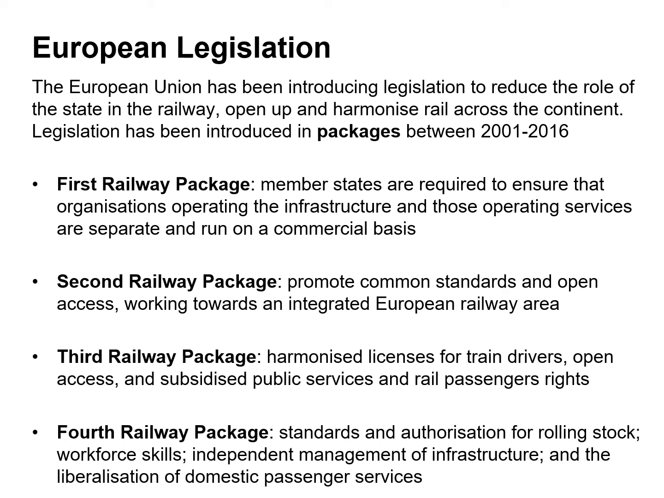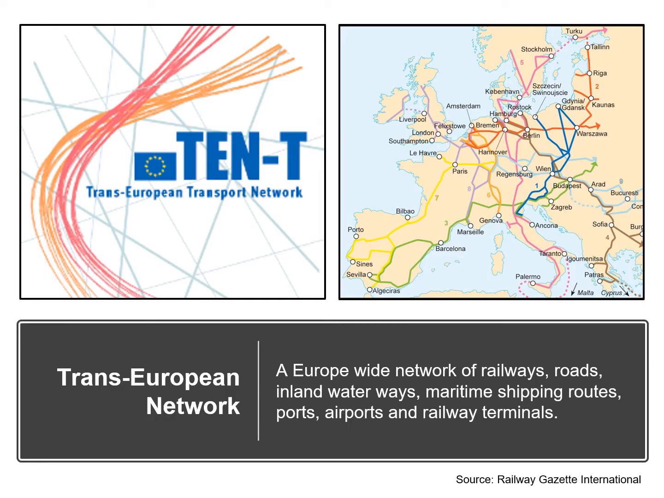The second railway package was to promote common standards and open access, working towards an integrated European railway area. The third package was harmonised licences for train drivers, open access and subsidised public services and rail passenger rights. The fourth railway package was standards and authorisation for rolling stock, workforce skills, independent management of infrastructure and the liberalisation of domestic passenger services.